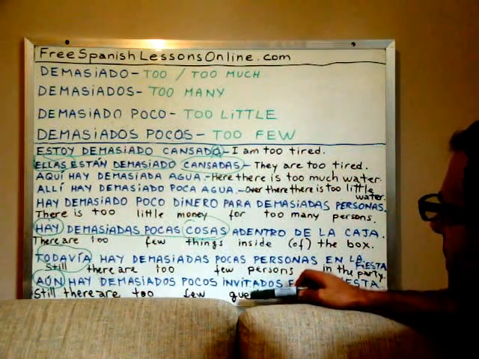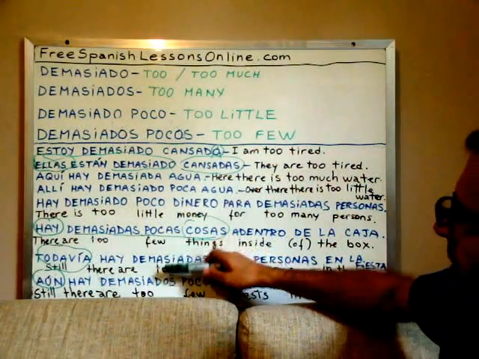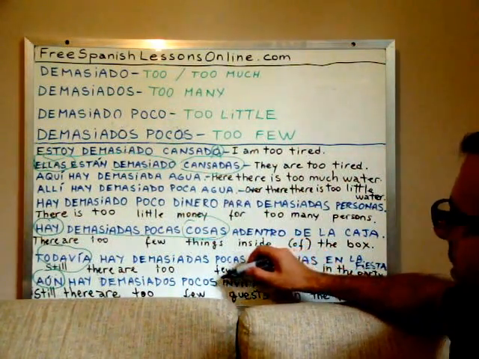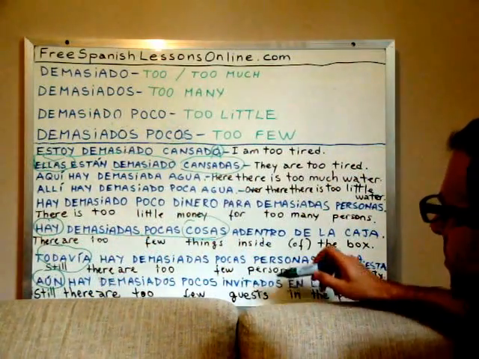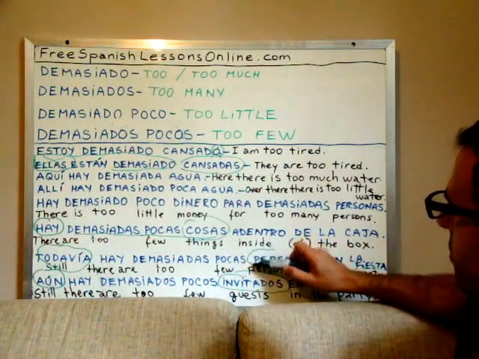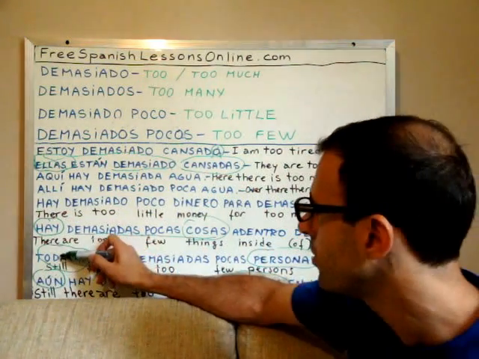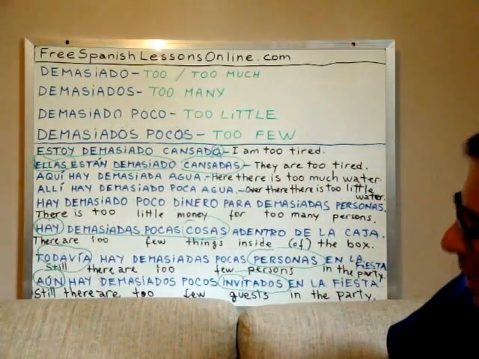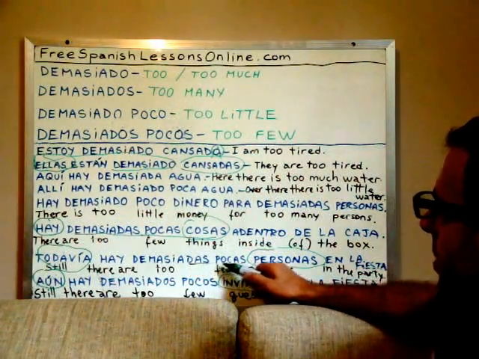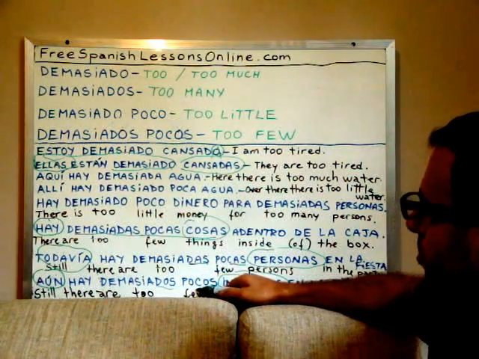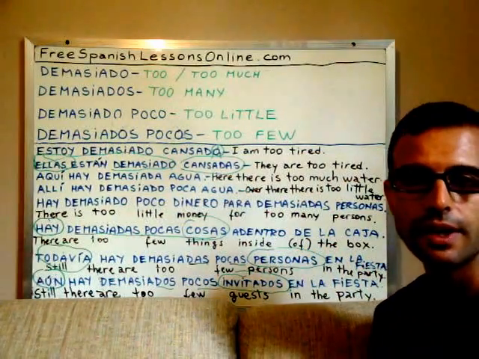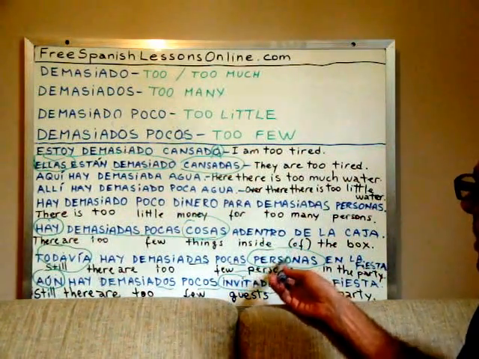So, as you can see here, just to show you how this changes, both sentences mean exactly the same thing, only that here I use the word guests or invitees, and here I use the word persons, right? And here I use todavía or aún. I just wanted to show you how here we use demasiadas pocas and demasiados pocos, how the ending changes for the different nouns, okay? Because one is feminine, the other one is masculine.